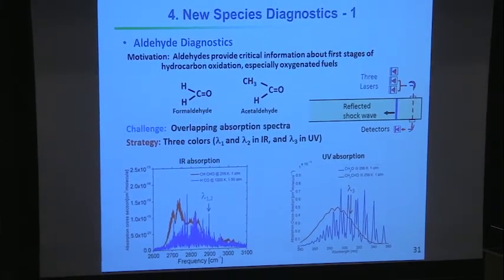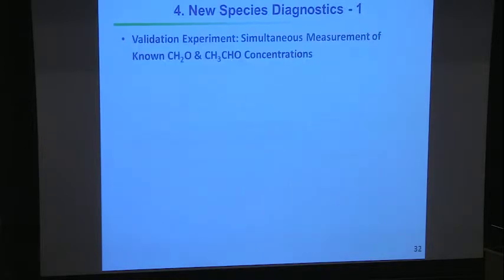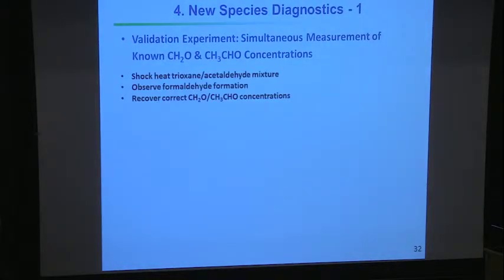Actually, it looks like we use three colors. We use two in the infrared down here, and these two wavelengths are really close. And then we use one in the UV here. Try to pick it here so there's mostly the acetaldehyde. Then you pick over here and you try to find wavelengths for which there's some discrimination. So basically 3 equations, 2 unknowns, or 2 equations, 2 unknowns. So we have to check ourselves.